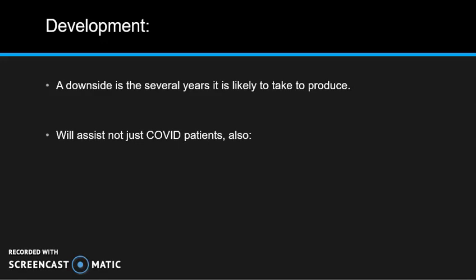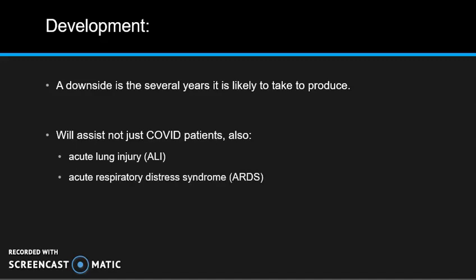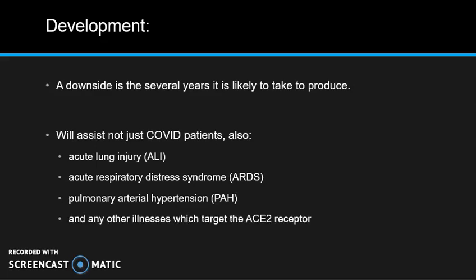But overall, the success of this treatment will not just help people with COVID-19, but also those who suffer from acute lung injury, ALI, acute respiratory distress syndrome, ARDS, pulmonary arterial hypertension, PAH, and any other illnesses which target the ACE2 receptor, unlike other vaccines and treatments created for specifically one illness.